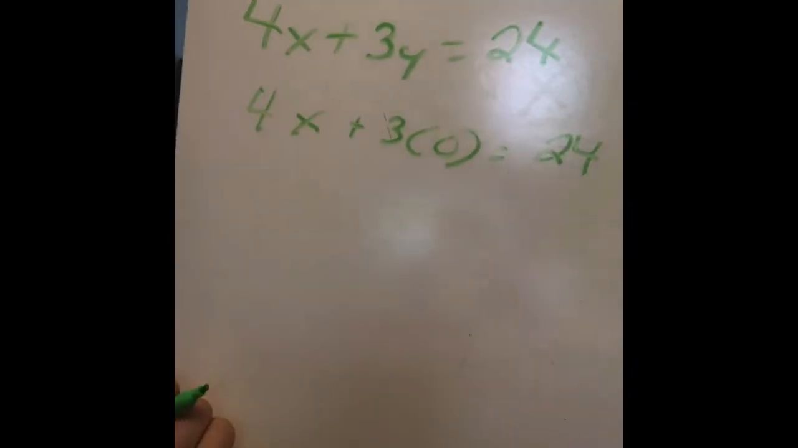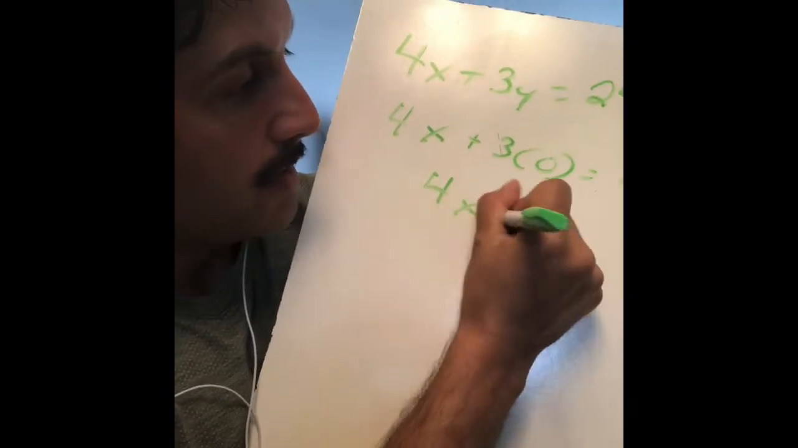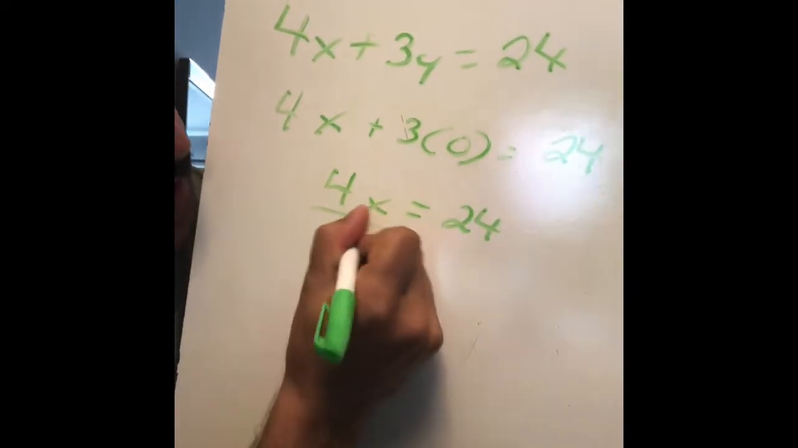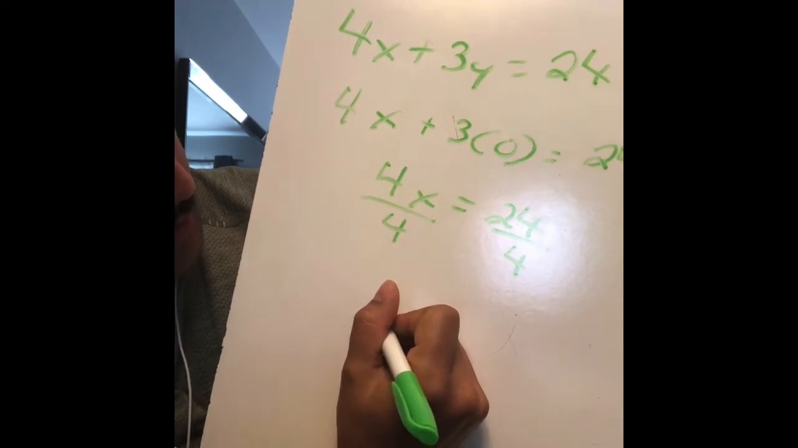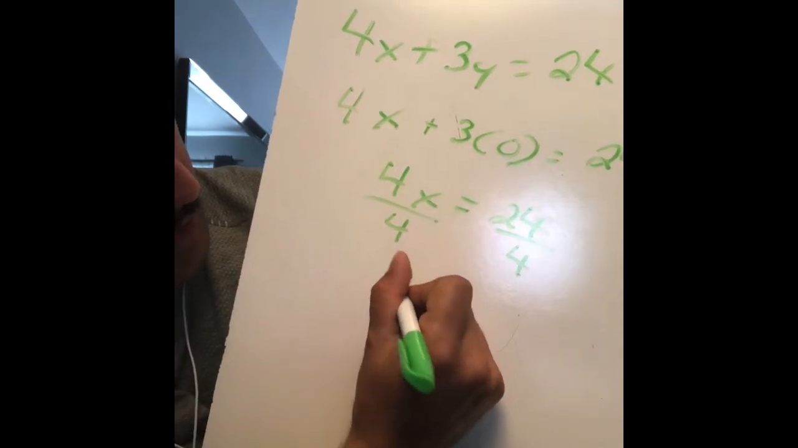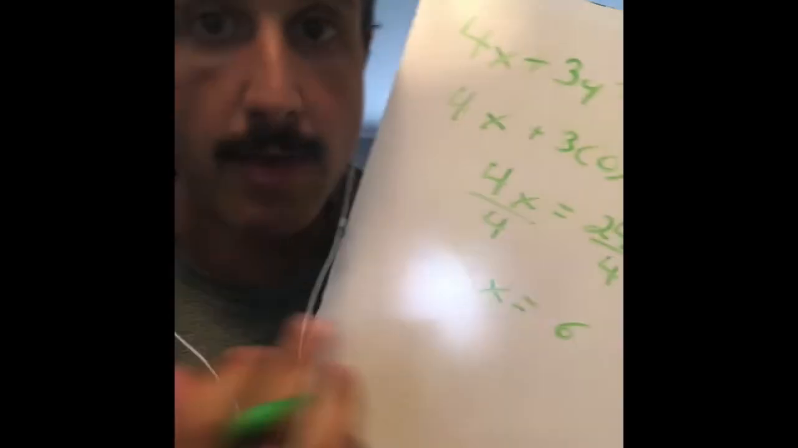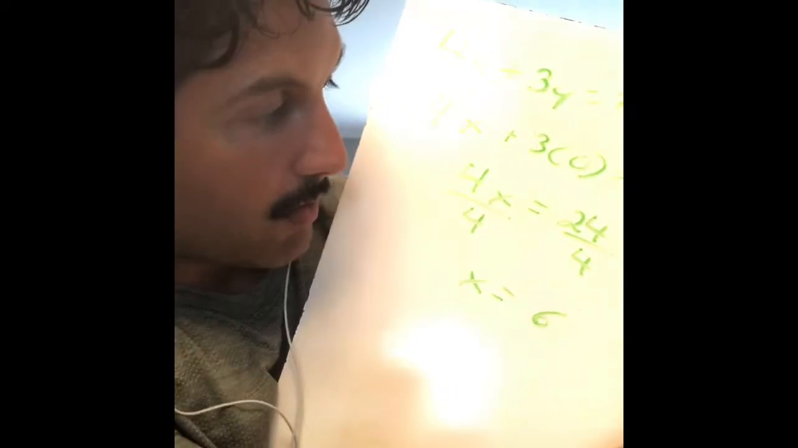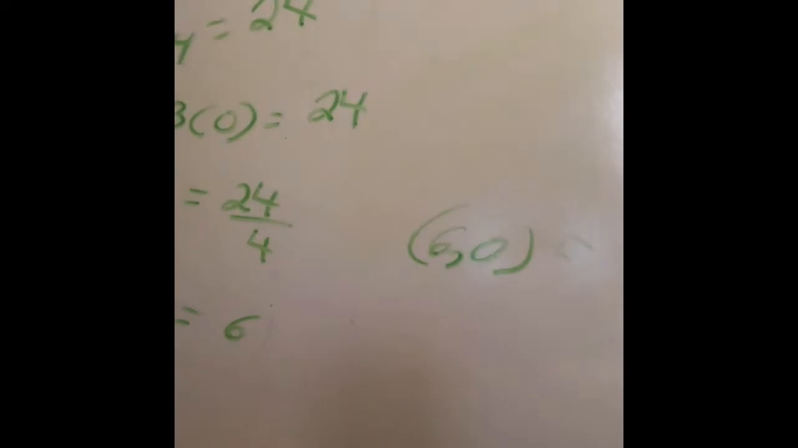So I subbed in 0 for y, and I end up with 4x equals 24. Divide by 4, divide by 4. X equals 6. Okay, so there's my first value. It's (6, 0) on the graph. So I got (6, 0) as my x-intercept on the graph.